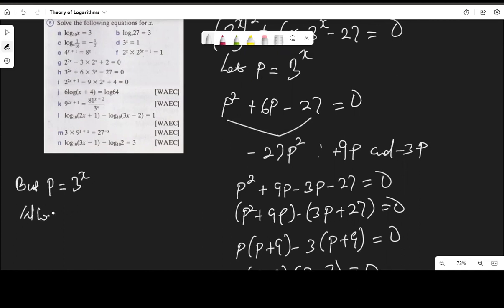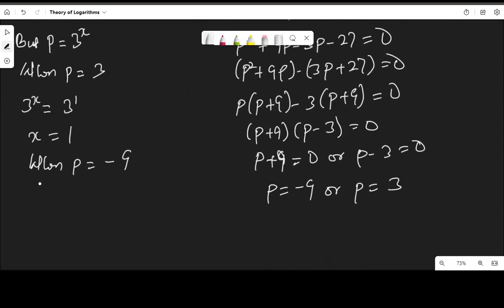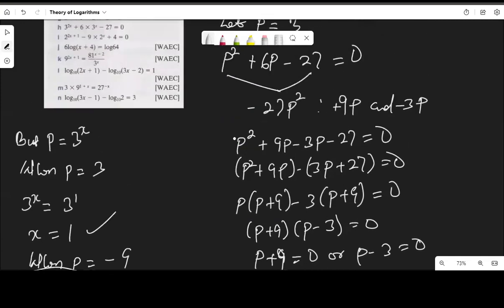When p is equal to 3, which is one of the values we just calculated, 3 to the power of x is equal to 3 to the power of 1, meaning x is equal to 1. When p is equal to minus 9, 3 to the power of x equals minus 9. In this case, there is no solution. There is no way a positive number will become equal to a negative number. It's not possible. So there's no solution here. The only solution that satisfies that equation is x equal to 1. Let's move on to the next one.